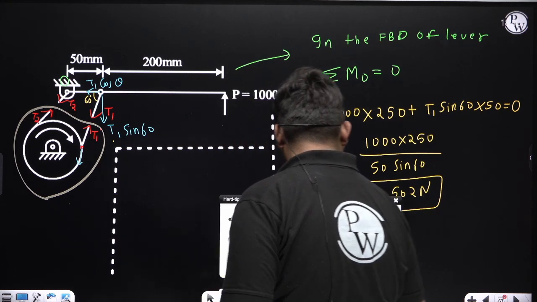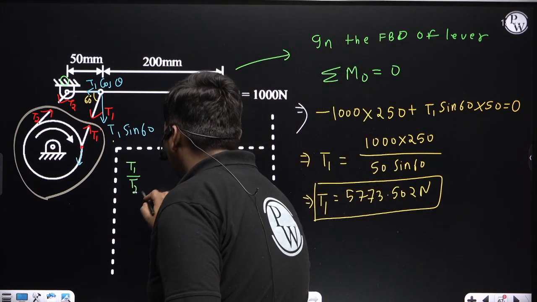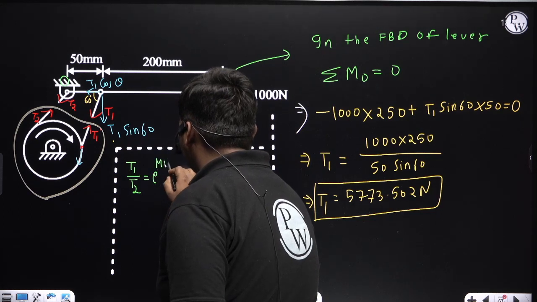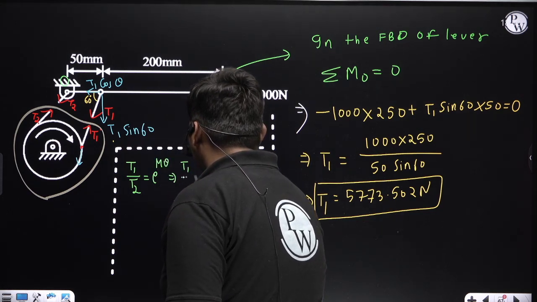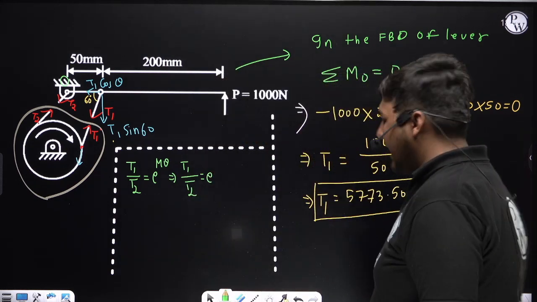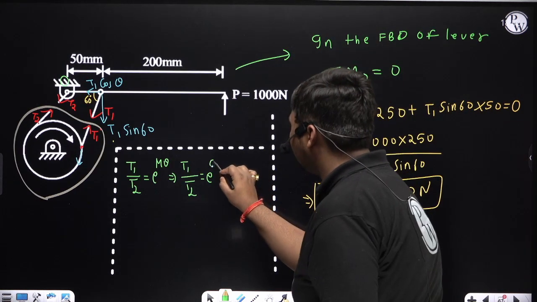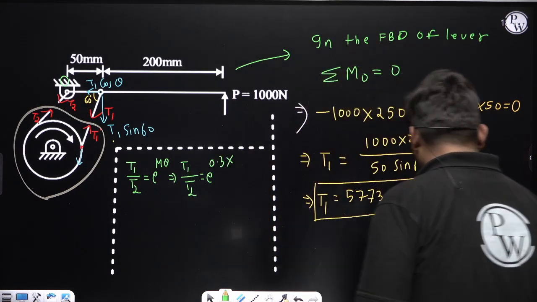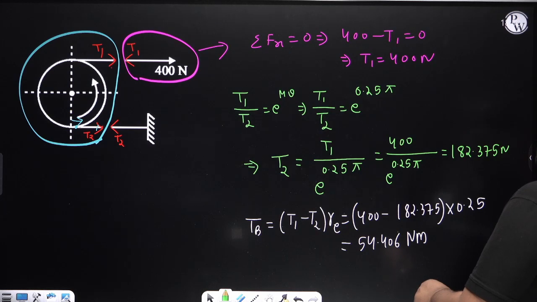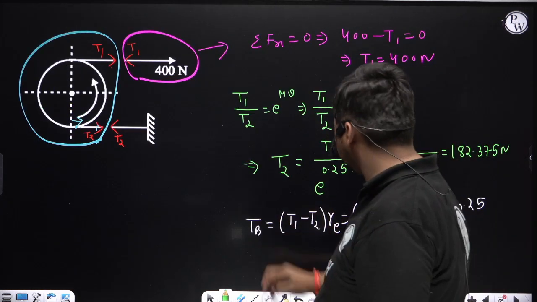What is the relation between T1 and T2? T1 by T2 is equal to e to the power mu theta. Mu is the coefficient of friction, and for this question the coefficient of friction mu is 0.3. Theta is the angle of contact, and for this question the angle of contact, or angle of wrap, is 4.1888 radian.